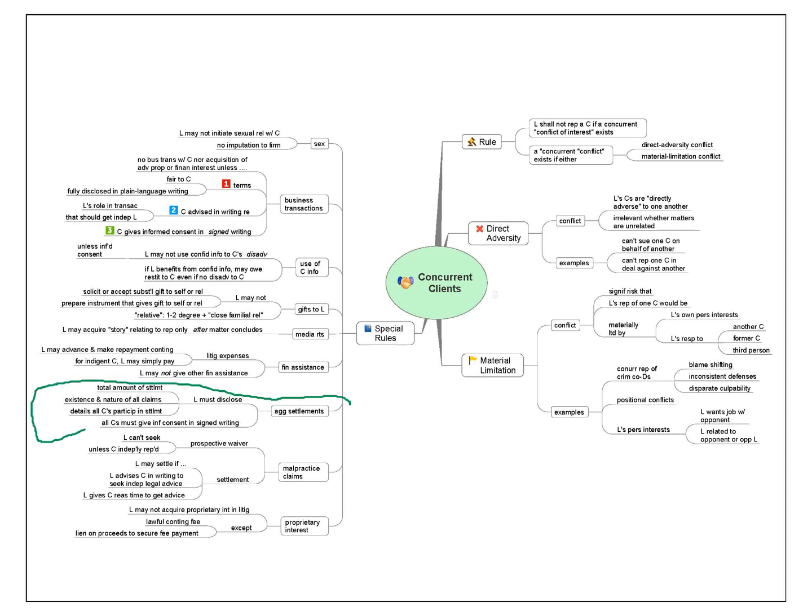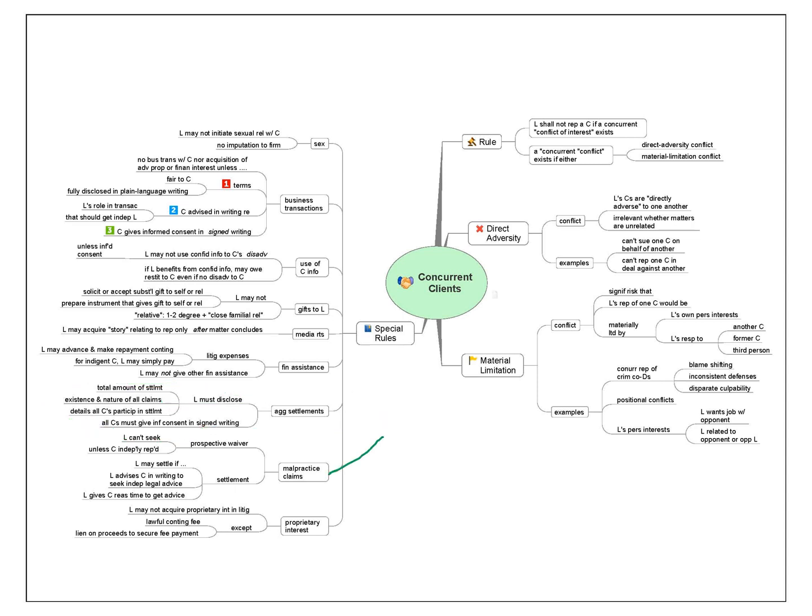Aggregate settlements. Suppose you represent 3 people who were all rear seat passengers in a taxi accident. You can represent all of them, and you can settle all their cases at the same time. However, you've got to disclose to all of them the total amount of the settlement, the existence and nature of all of their claims, the details of all of the clients' participation in the settlement, including how much everybody's getting, how hurt everybody was, and all clients must give informed consent in a signed writing. Why require all this? Well, we want to make sure that we give all these clients full disclosure so that they can police the fairness of the settlement and make sure that the lawyer is not preferring one client to the other.